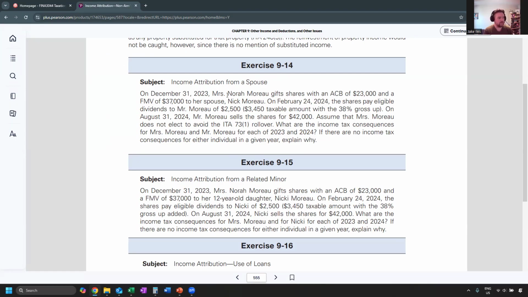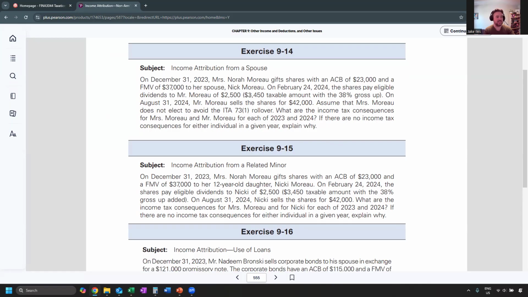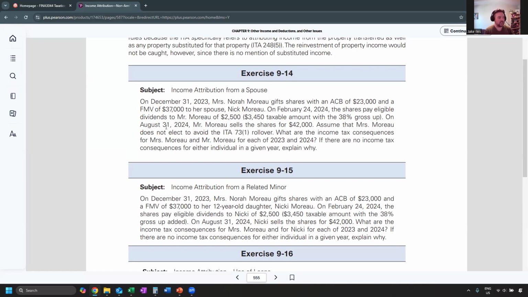On December 31st, Mrs. Nora Moreau gifts shares with a cost base of $23,000 and a fair market value of $37,000 to her spouse, Nick. In February 2024, just short of 2 months later, the shares pay eligible dividends to Mr. Moreau of $2,500. With the gross-up, the taxable amount is $3,450. On August 31st, Mr. Moreau sells the shares for $42,000. Assume that we did not elect out of the rollover, so we transferred them at cost. What are the income tax consequences in 2023 and 2024 for both individuals?